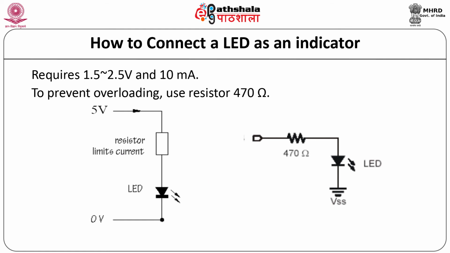LEDs which are shown in all these fashions, each LED here in this case is operated in forward bias condition. Normally one simple series resistor is connected in series with LED. Normally LED requires 1.5 volt to 2.5 volt for its operation and current flowing through each LED should be 10 milliampere. To prevent overloading, normally resistor of 470 ohm is connected in series with it.